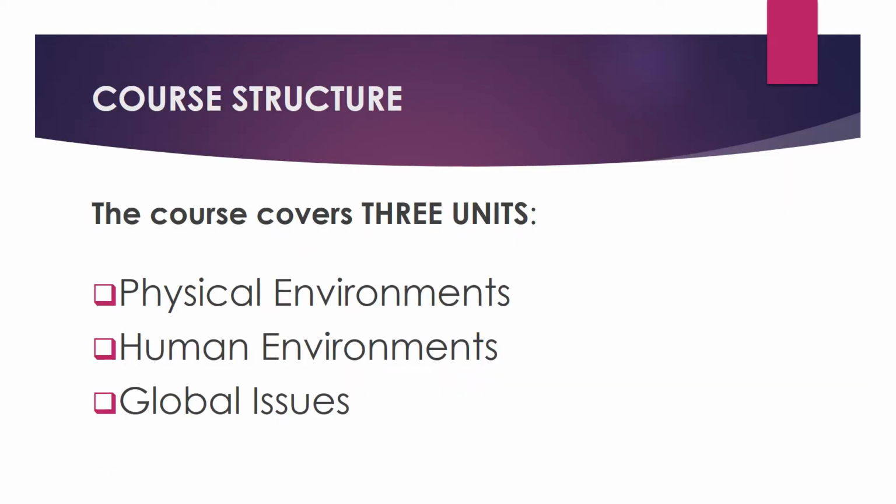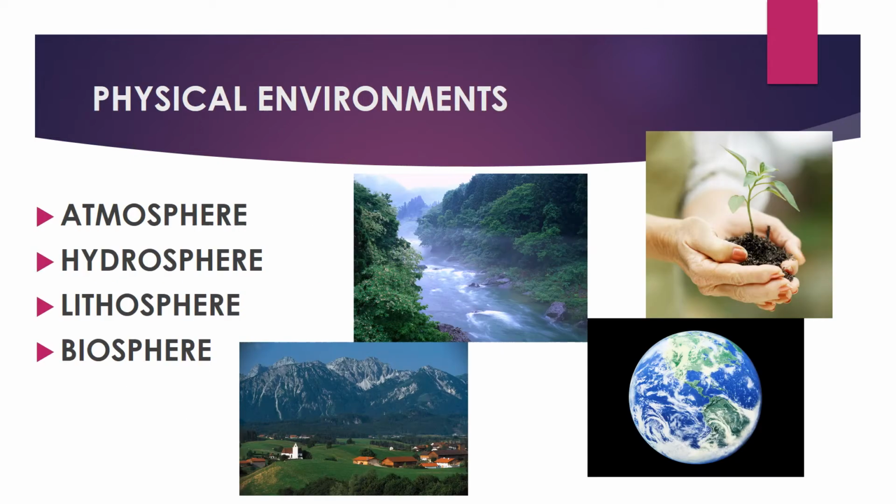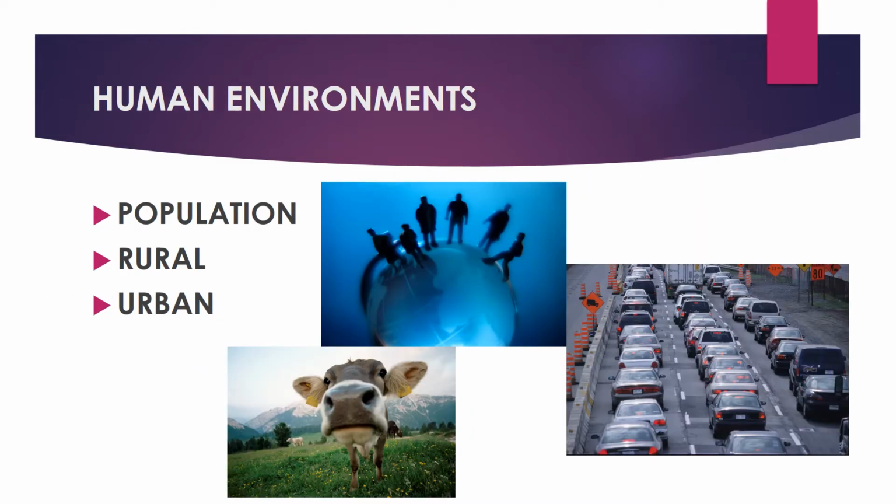A quick overview of the course. The higher geography course consists of 3 units: physical environments, human environments and global issues. In the physical environments unit, students will study 4 topics, 4 spheres if you like: atmosphere, hydrosphere, lithosphere and biosphere. Some of these topics, like biosphere for example, are completely new to the students. Others, like lithosphere, they were picking up on topics and issues that they've considered previously at National 5 Geography.